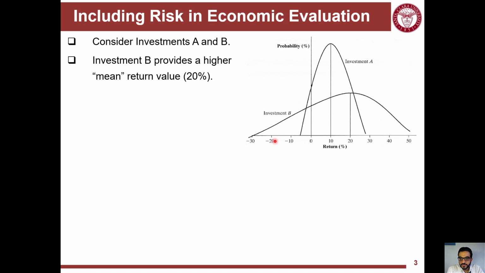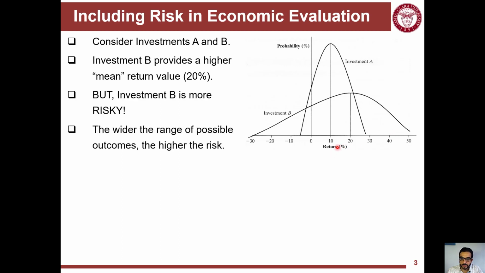Just to give an example, let's say you have these investments, or engineering project alternatives, A and B. You can see that alternative B gives a higher average or mean return, 20%, compared to investment A, which is 10% on average. So just by looking at the mean value, you'd say I will pick investment B. But from a risk perspective, B is more risky because there's more probability to be less than the mean value.